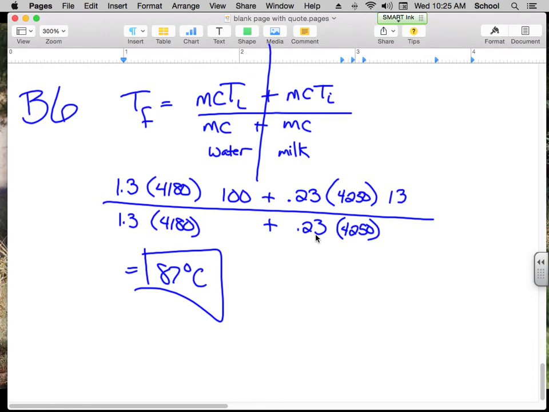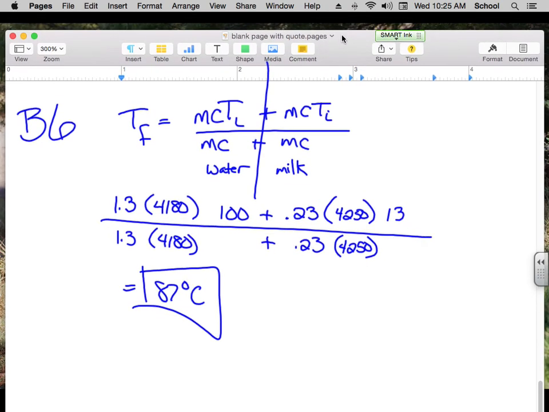Yay, I'm a nerd. So, again, the tricks were making sure that the masses matched in units and knowing that when I said it's boiling water, you know the initial temperature.